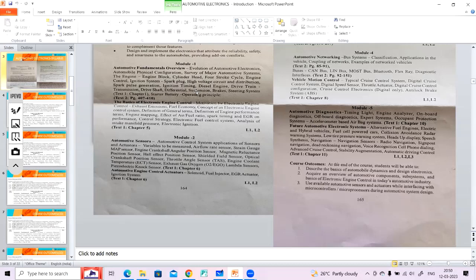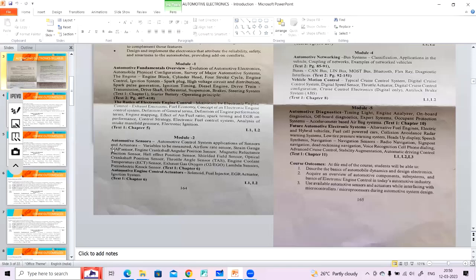and important parameters included in a diesel engine or a petrol engine. And after that, we discussed the basics of electronic engine control. There, we discussed some general terms and the effect of fuel, air fuel ratio, and spark timing, performance control strategy, and engine fuel control system, and analysis of intake manifold pressure. At last, that's all related to module one.